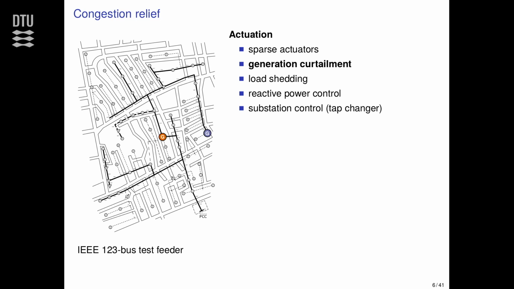For example, you can change the ratio of the transformer there. But you see, these are a very limited amount of actuation points that you have on the system. Most of the other things are actually not under your control. Loads will connect and disconnect when they please, and so on.